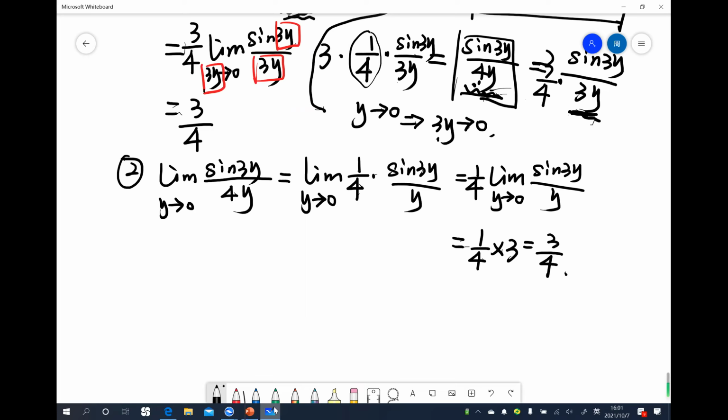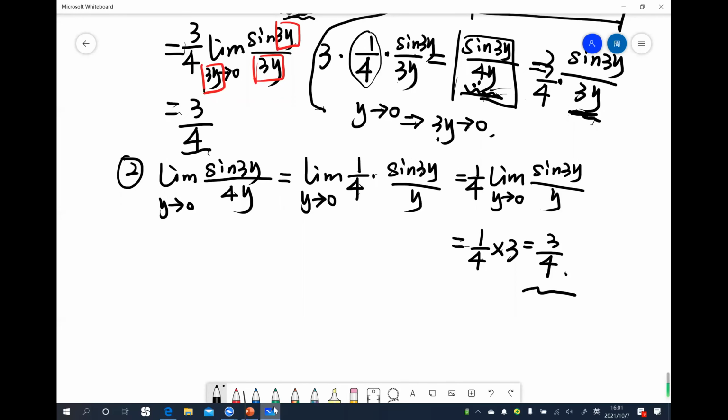No matter which way you choose, you will get the unique value. So we say the limit is only one. There is only one limit for the function, and that is also 3 by 4. Can you understand, guys? Yes, teacher, I understand.